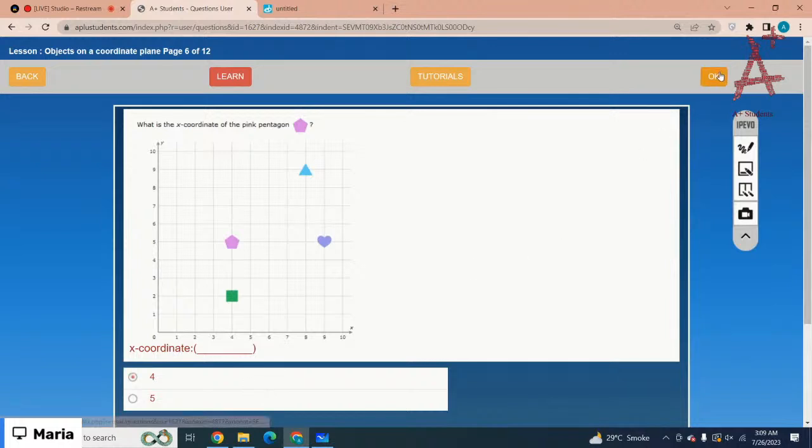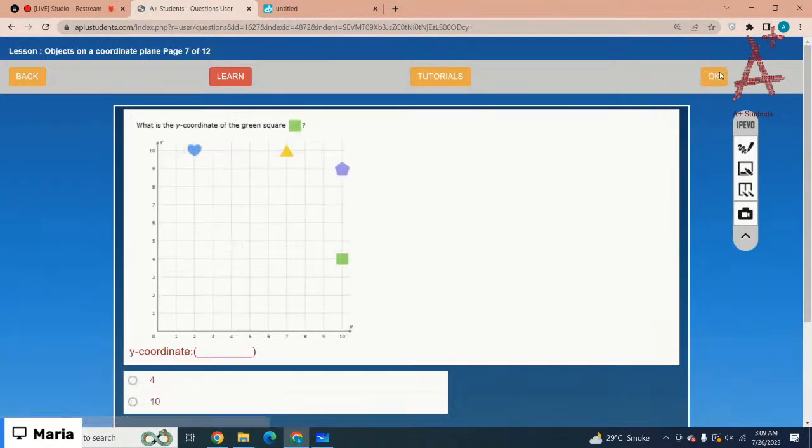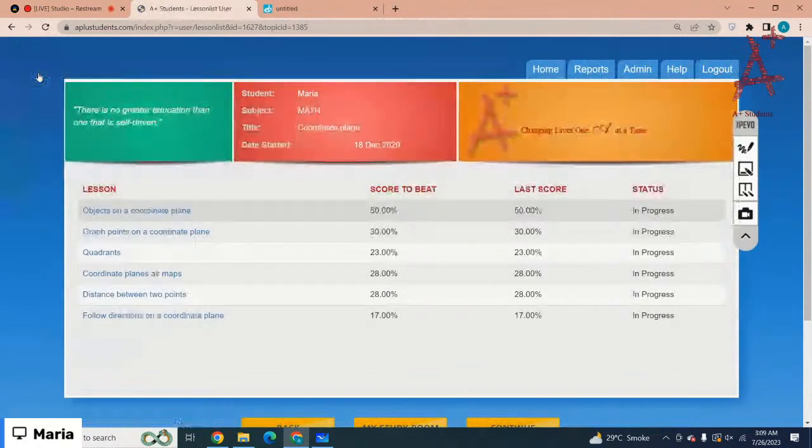Okay, you can complete the test by yourself later today. Let me just move on to the next lesson. Okay, the next lesson is graph points on a coordinate plane.